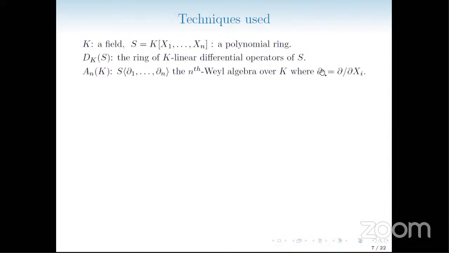And that is clear since this dou i is the partial derivative. And if characteristic k is 0, then it is known that this k-linear differential operator ring is isomorphic to this nth Weyl algebra. So any module over this ring of differential operators is known as a D-module, and the main interest of D-modules is their approach towards partial differential equations.